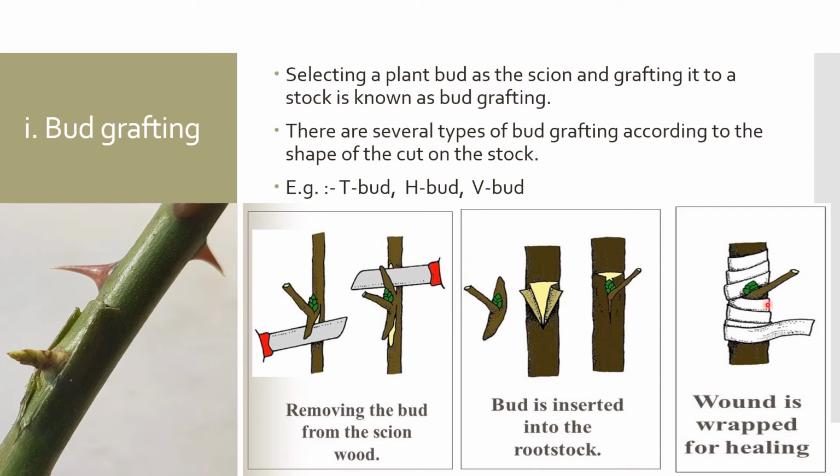This wrapping should also be done in a methodical way. Here the wrapping should be done from upwards to downwards. So you have to start wrapping from the upper part of the plant and continue wrapping downward. This prevents leakage of water into the grafting. So this is the method we use in bud grafting.